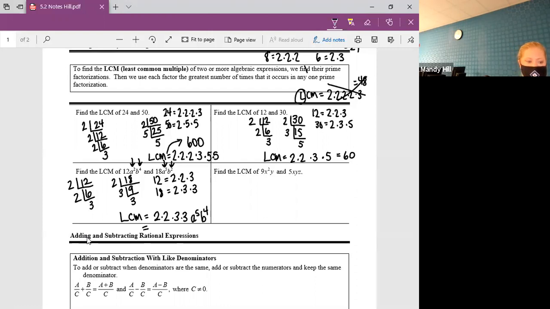So my final answer, I would need to multiply this stuff out. So 2 times 2 times 3 times 3 is 36. A to the 5th, b to the 4th.